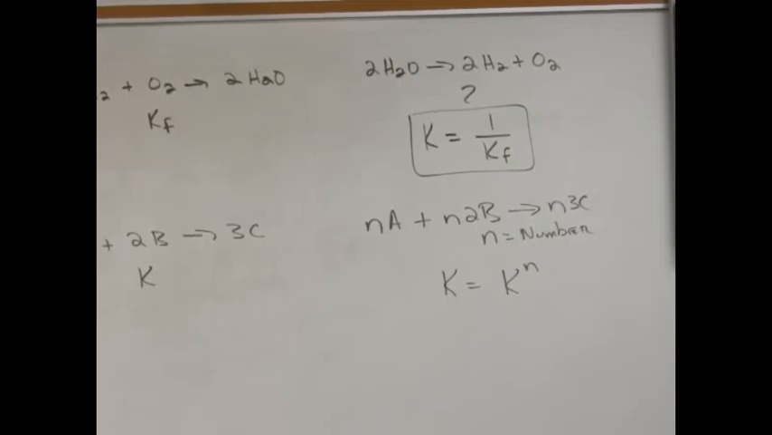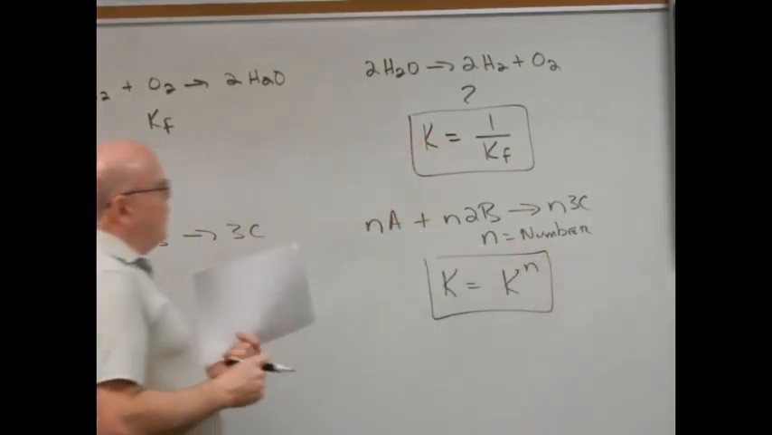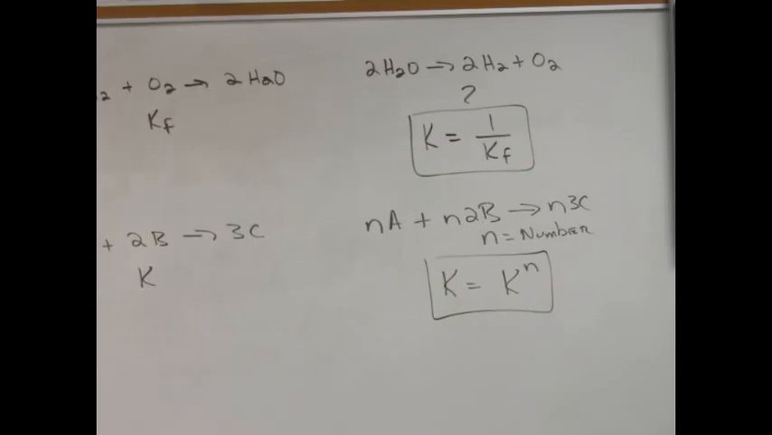Your book goes through and shows you a bunch of the derivation. Be comfortable with the way that we do it, but I'm not worried about the derivation between the different methods. The other thing we can do with an equilibrium constant is we can add reactions together.